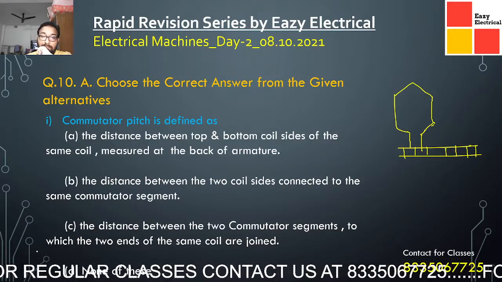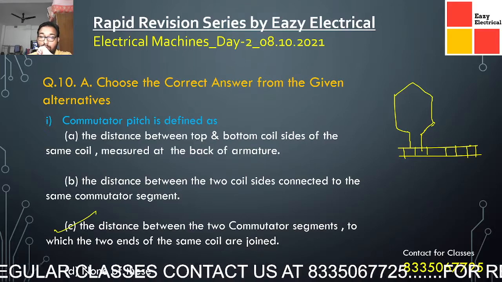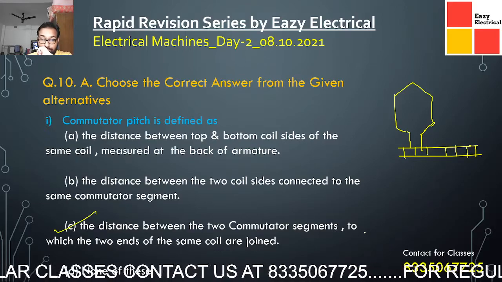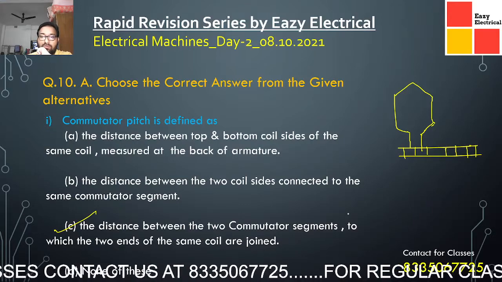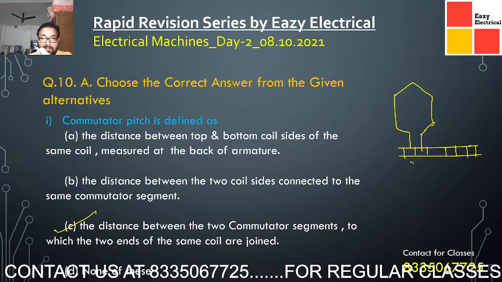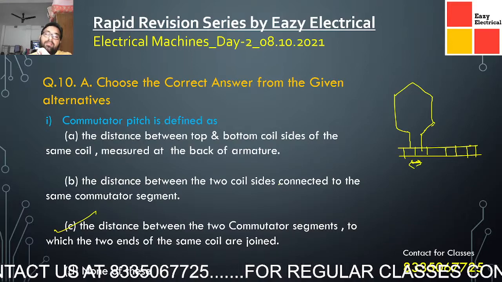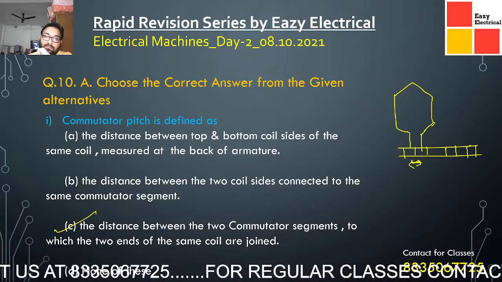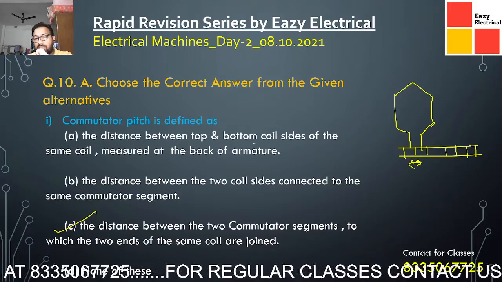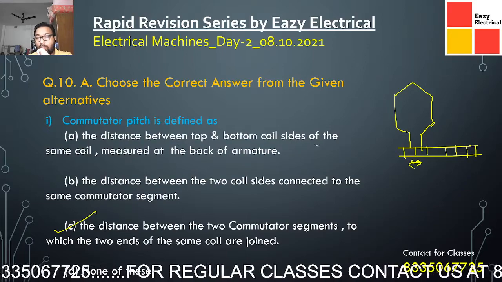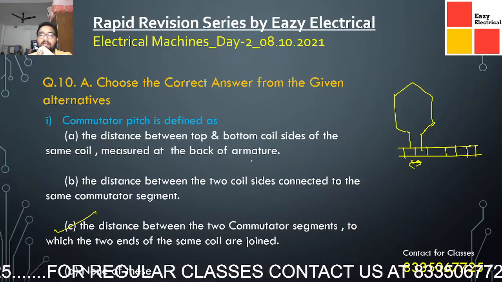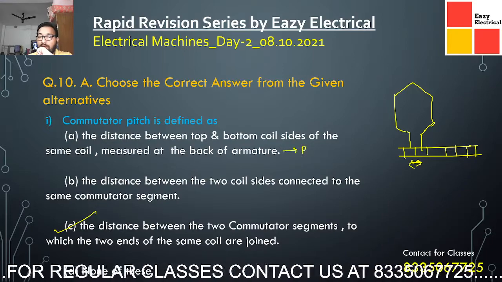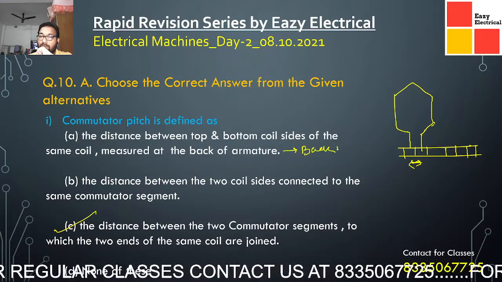So this is the distance between the two commutator segments to which the two ends of the same coil are connected. So it is basically the separation between the two commutator segments. Now here you can see the first few points are also there. The distance between the top and the bottom coil sides of the same coil, measured from the back end, is called the back pitch.